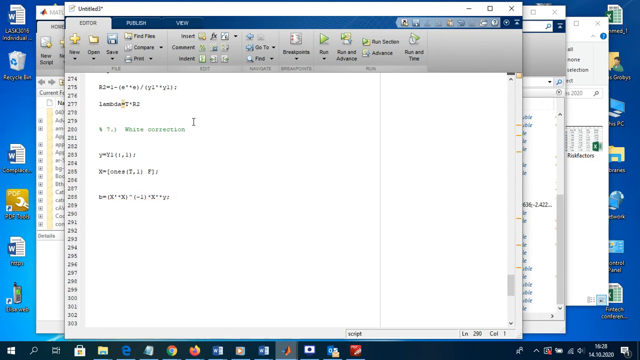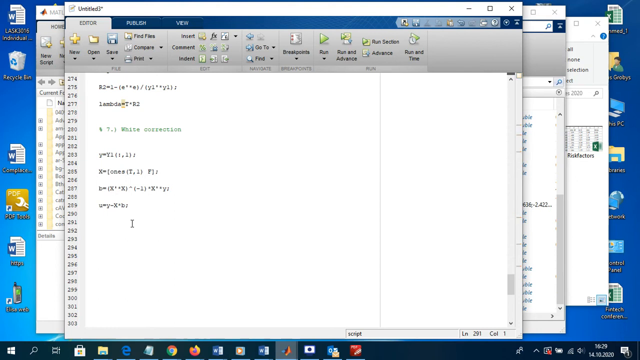So obviously, implementing the White correction is a sort of two-step procedure. The standard OLS regression is the first step. We get the residuals, u hat, and we know the formula already: u hat is equal to y minus X times beta. And these residuals from the standard OLS regression are now used to set up the omega.